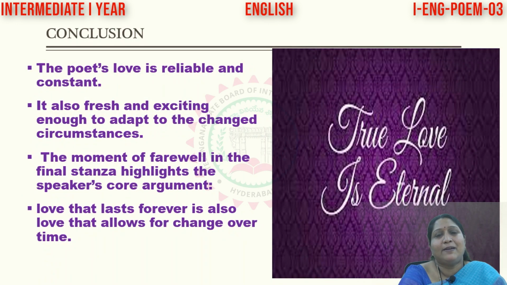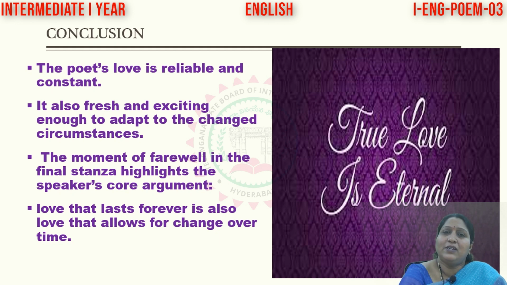So, children, this is the stanza-wise summary of the poem. So, let us conclude the complete poem. Here the poet is making comparisons, giving instances and images, and finally he would like to tell his beloved one point, and what is that? That his love is reliable and constant, and it is also fresh and exciting enough to adapt to the changed circumstances. So the moment of farewell in the final stanza also highlights the speaker's core argument, that love that lasts forever is also love that allows for change over time.